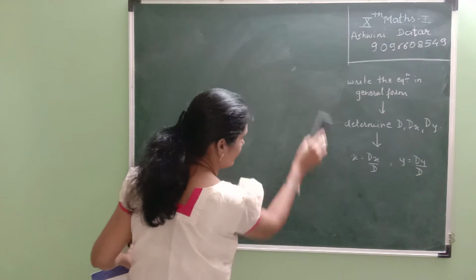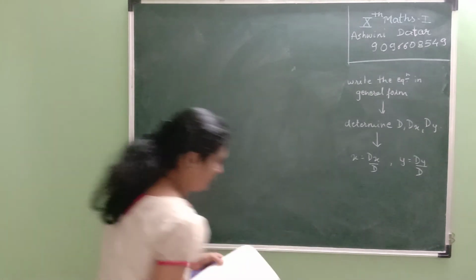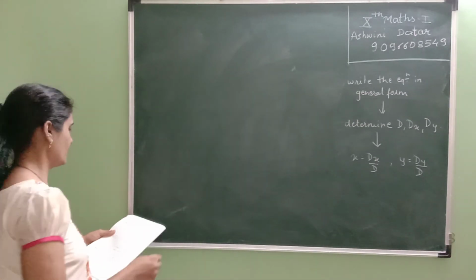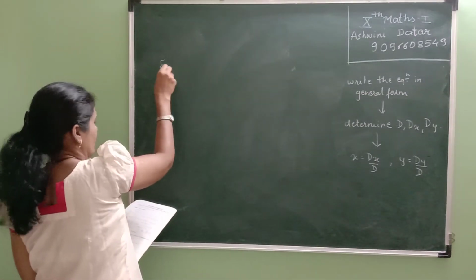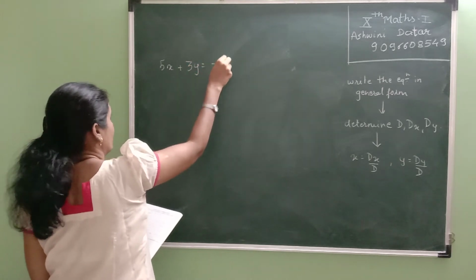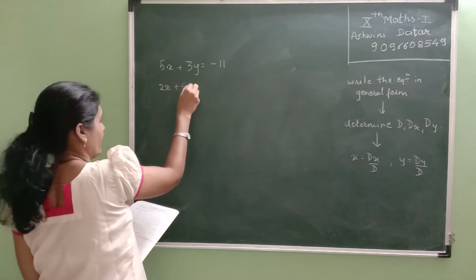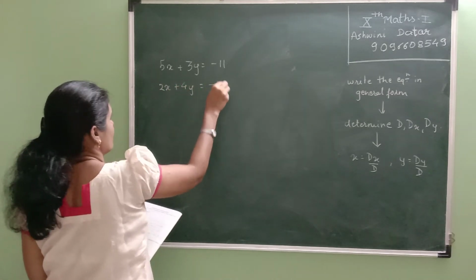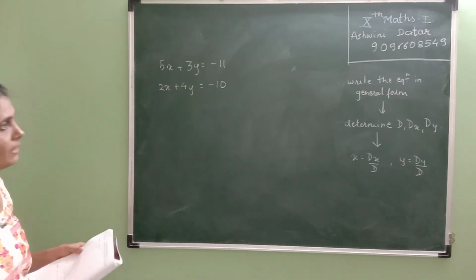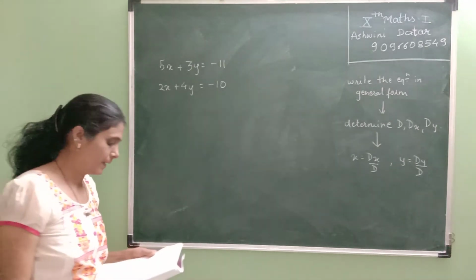I have intentionally retained the steps. Solve the following simultaneously using Cramer's rule: 5x plus 3y is equal to minus 11 and 2x plus 4y is equal to minus 10. Now these two equations, I have to solve them for x and y.